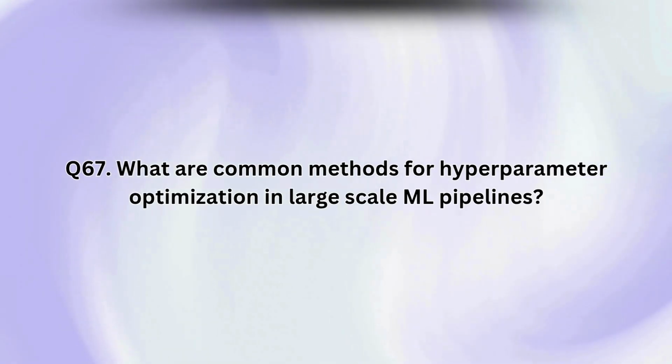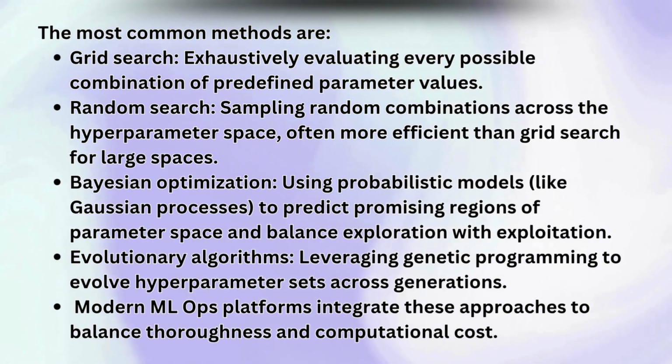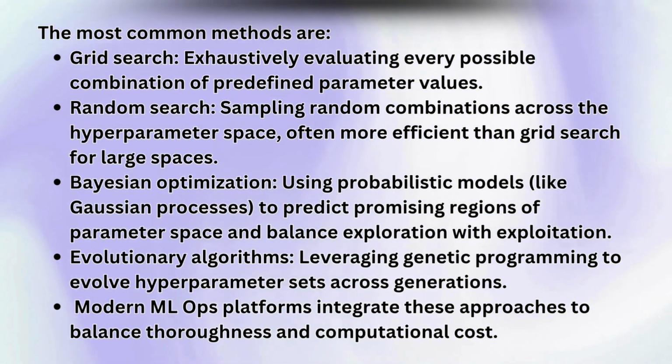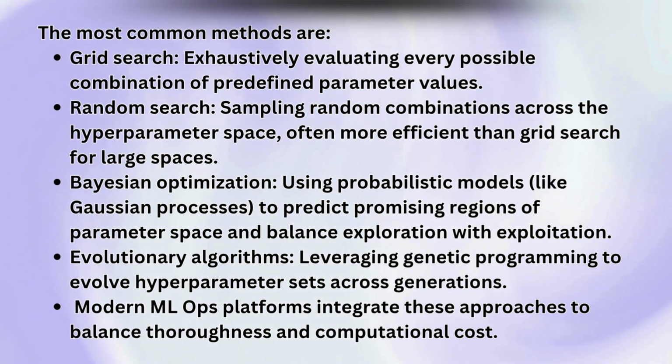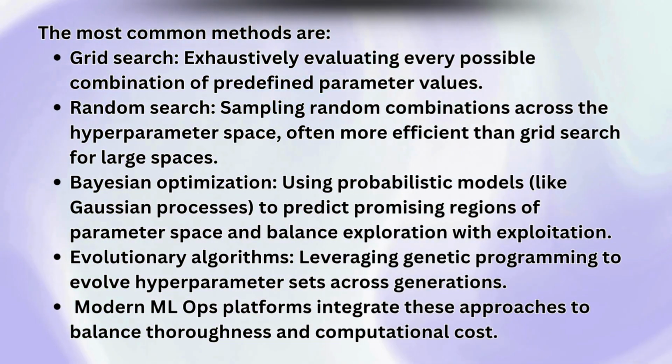What are common methods for hyperparameter optimization in large-scale ML pipelines? The most common methods are grid search, exhaustively evaluating every possible combination of predefined parameter values; random search, sampling random combinations across the hyperparameter space, often more efficient than grid search for large spaces; Bayesian optimization, using probabilistic models like Gaussian processes to predict promising regions of parameter space and balance exploration with exploitation; evolutionary algorithms, leveraging genetic programming to evolve hyperparameter sets across generations. Modern MLOps platforms integrate these approaches to balance thoroughness and computational cost.